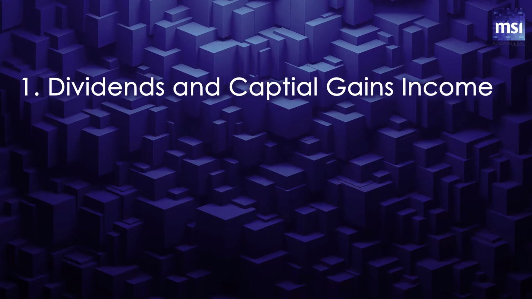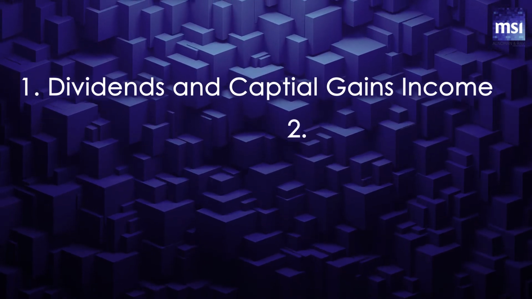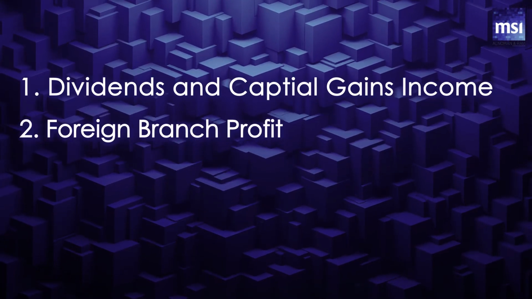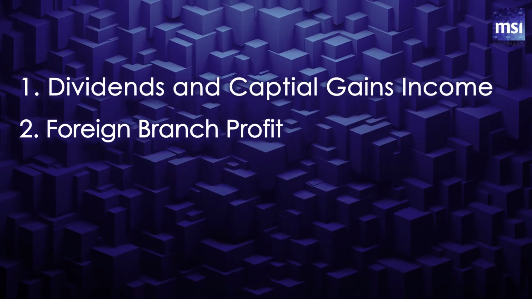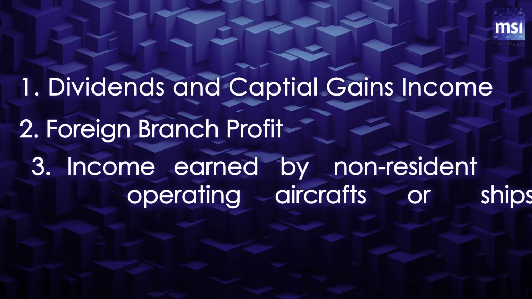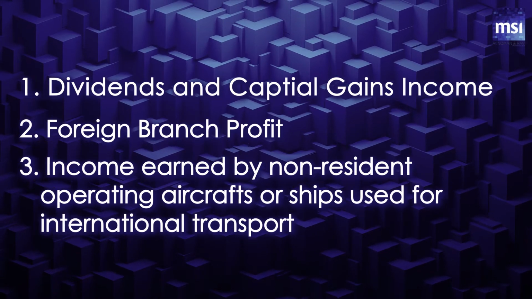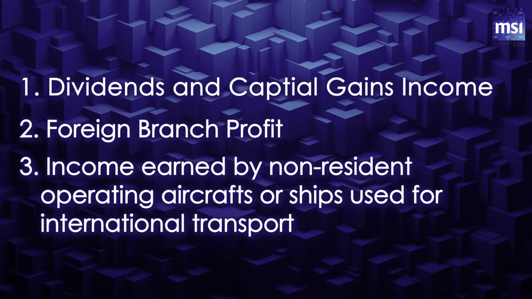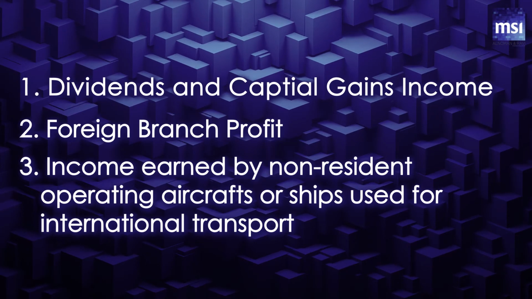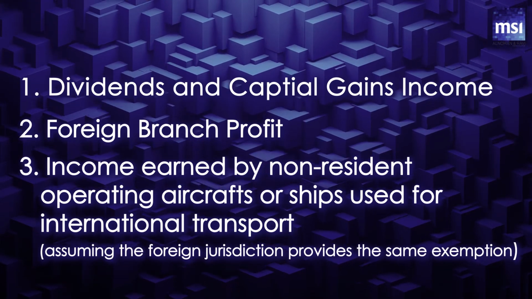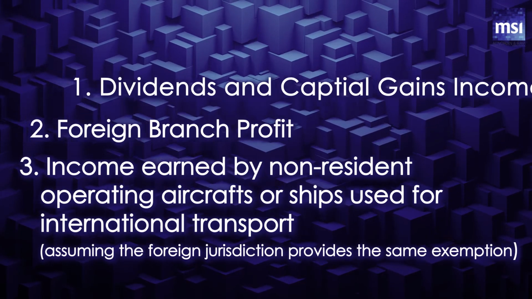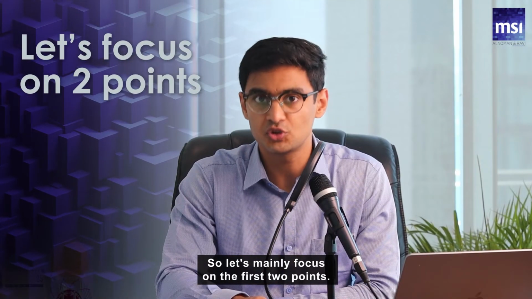Firstly, dividends and capital gains income. Secondly, foreign branch profits. And finally, which is slightly different, is income earned from non-residents operating aircrafts or ships which is used for international transport. For this specific point, it is assuming that the foreign jurisdiction provides the same exemption as well. So let's mainly focus on the first 2 points.